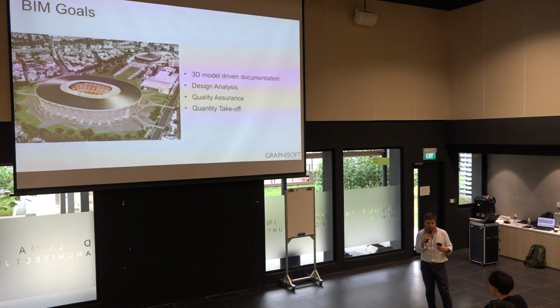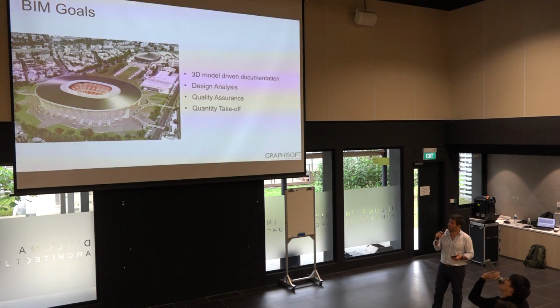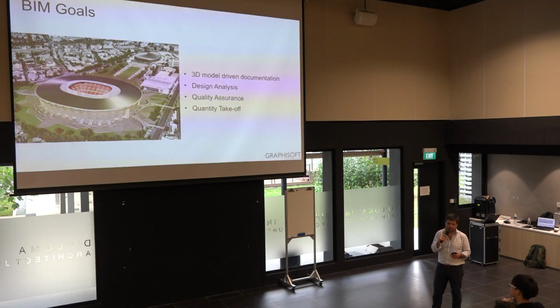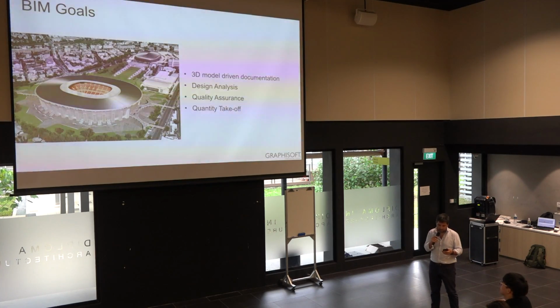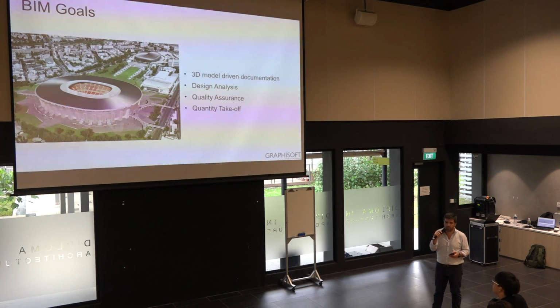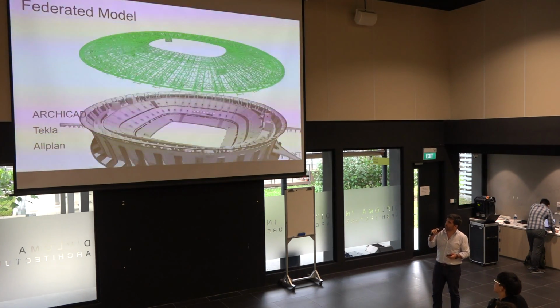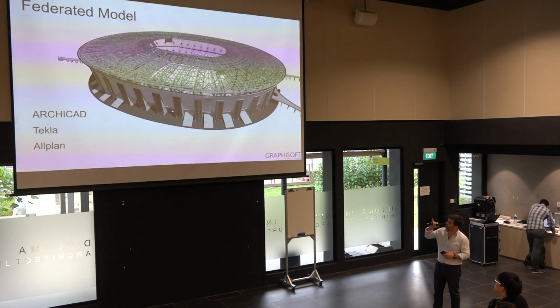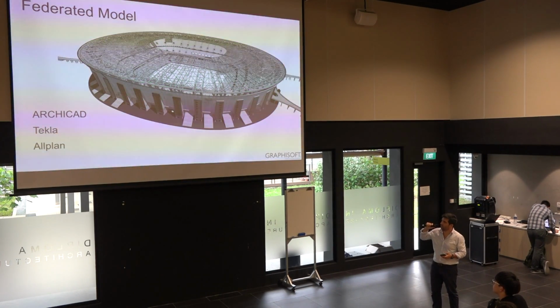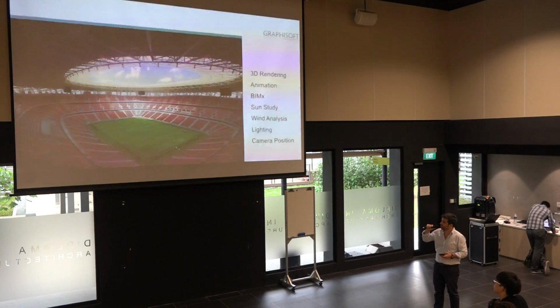Okay? There's no discrepancies between different drawings. Then they wanted to do a design analysis, so to validate the design for people evacuation, to see if the view from every seat was good, or if people can listen from a certain point of the stadium. Then they wanted to have quality assurance and quantity takeoff for costing. So this was actually done with a federated model. They used Tekla for the steel structures, ArchiCAD for the architecture, and Allplan for the concrete structures.